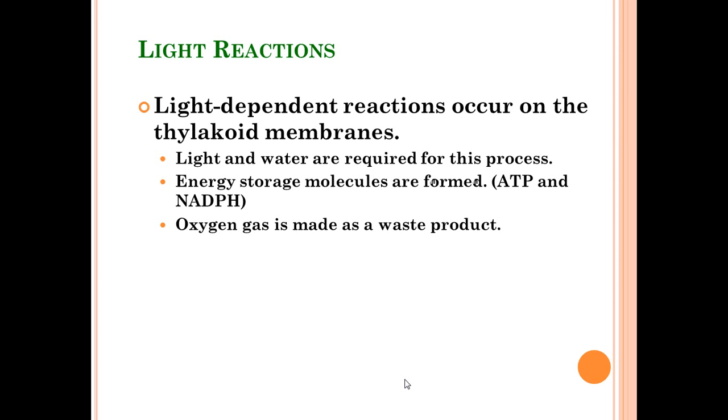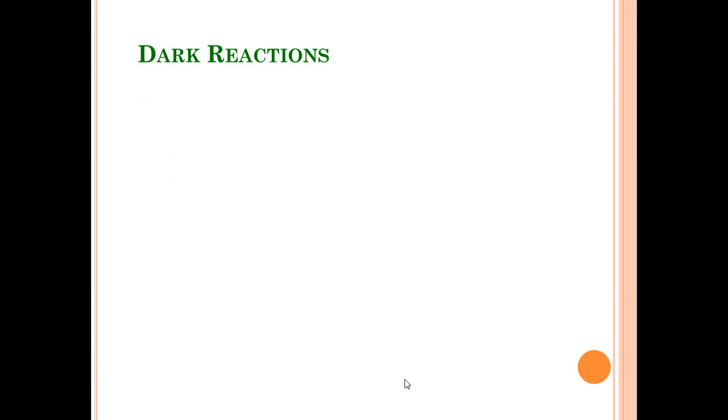Light-dependent reactions occur on the thylakoid membranes, as we said. Light and water are required for this process. Energy storage molecules are formed: ATP, which is the one that we've learned about before, and then another one called NADPH. Oxygen gas is also made as a waste product. So it takes light and water, makes the energy, which it then uses, and gets rid of the oxygen gas.